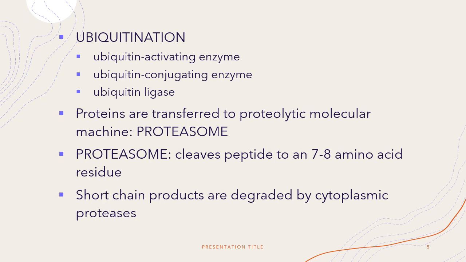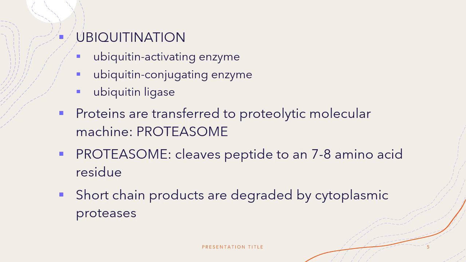Once the protein is degraded, the short chain products, at least 7 to 8 or probably 6 to 10 residue peptides, are released from your proteasome. They are then hydrolyzed by your cytoplasmic proteases to produce free amino acids.